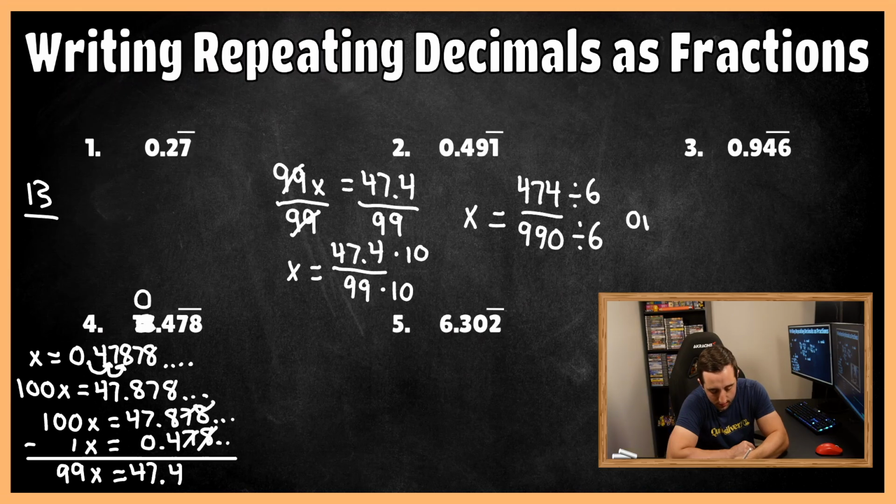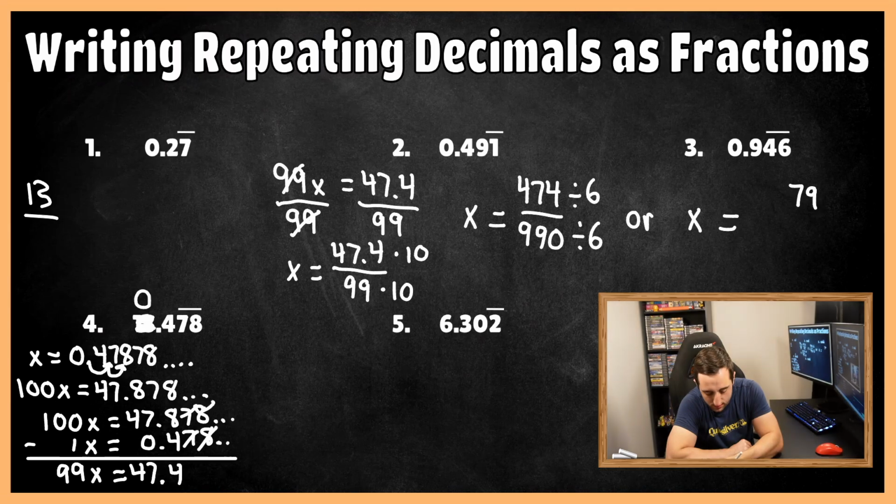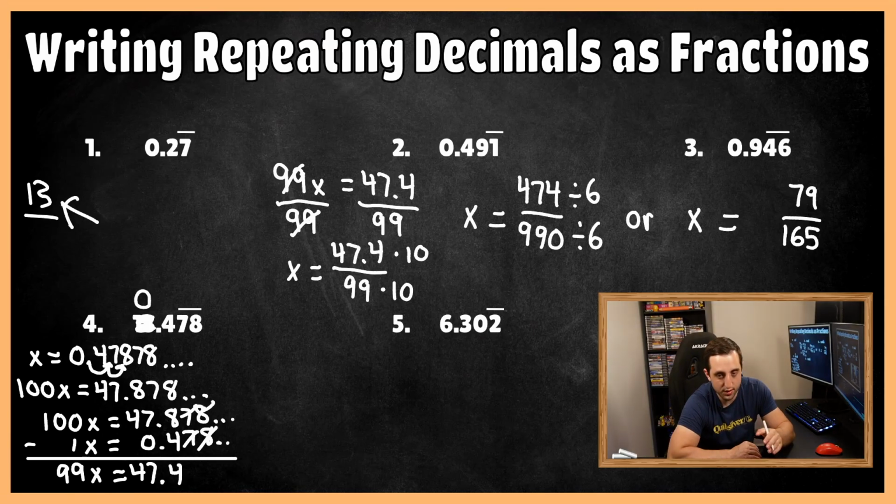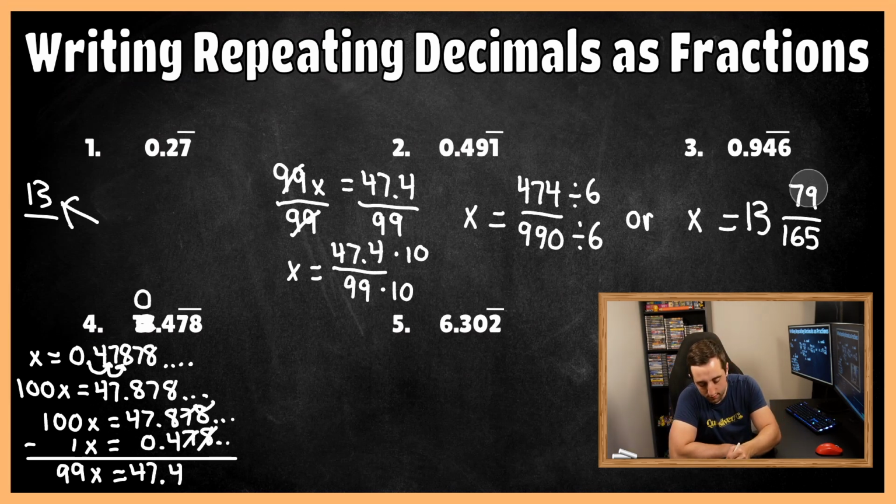So we end up getting x is equal to 79 over 165. The only thing is that we do not want to forget this 13. So all we're going to do is tack it on to the front of our fraction, and our final answer is 13 and 79 over 165. And then we are on to our very last one.